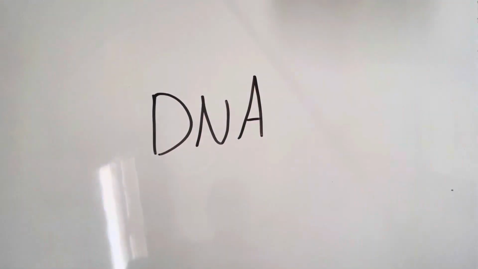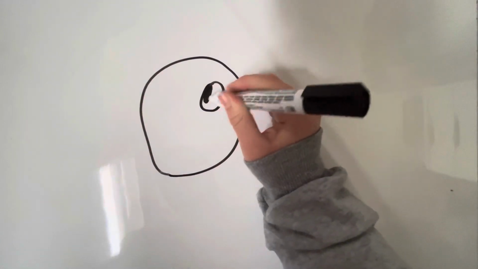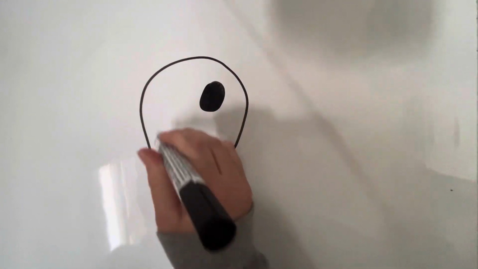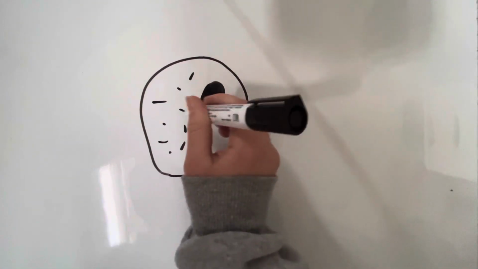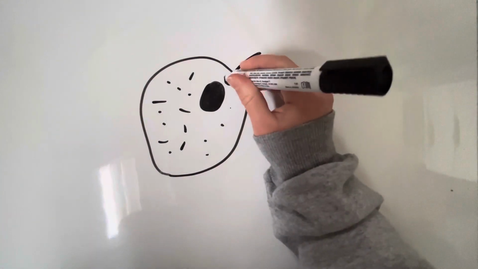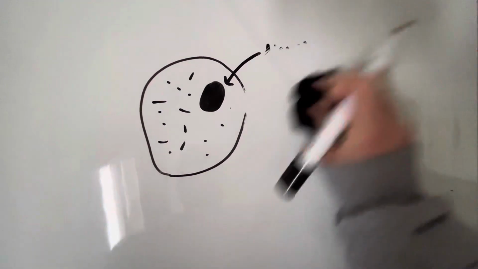Today you will be introduced to DNA and its structure. Here we have an animal cell. If you'd like me to look closer into the animal cell, please tell me in the comment section. The aspect of the animal cell which we will focus on today is the nucleus. The nucleus contains genetic information.